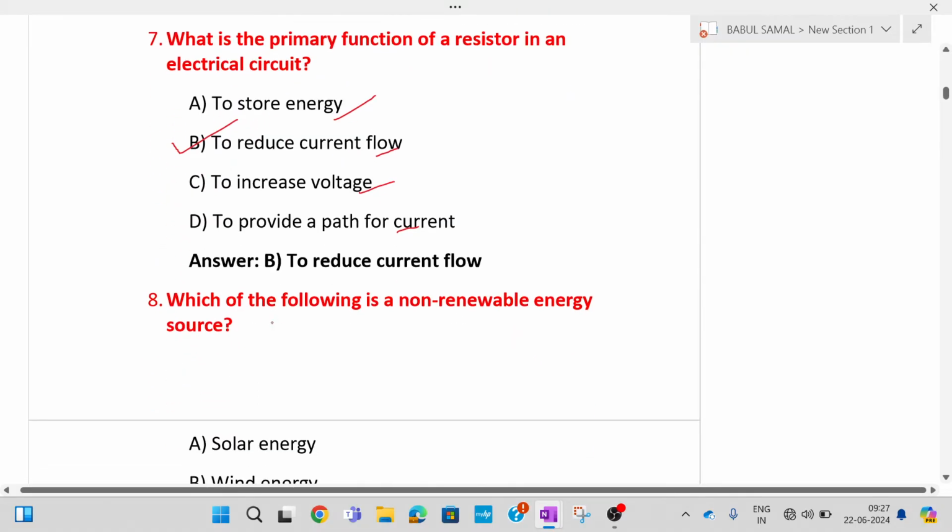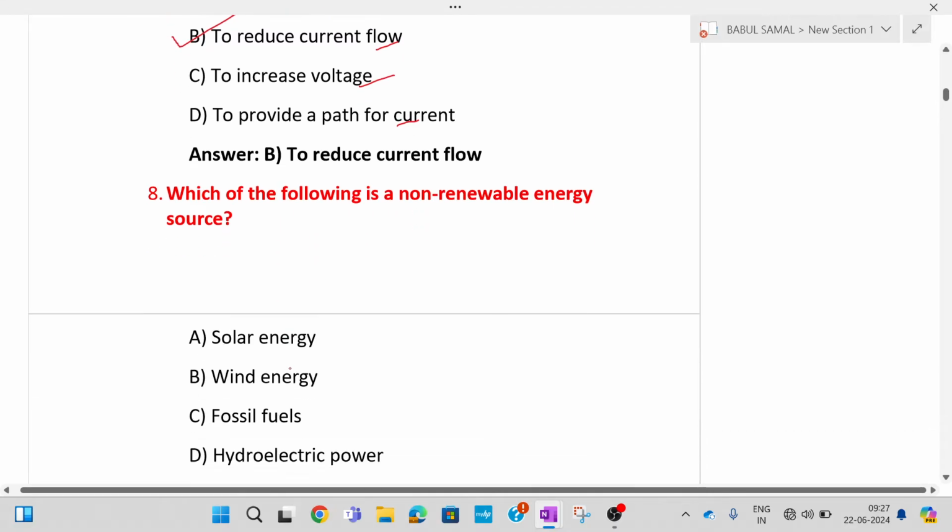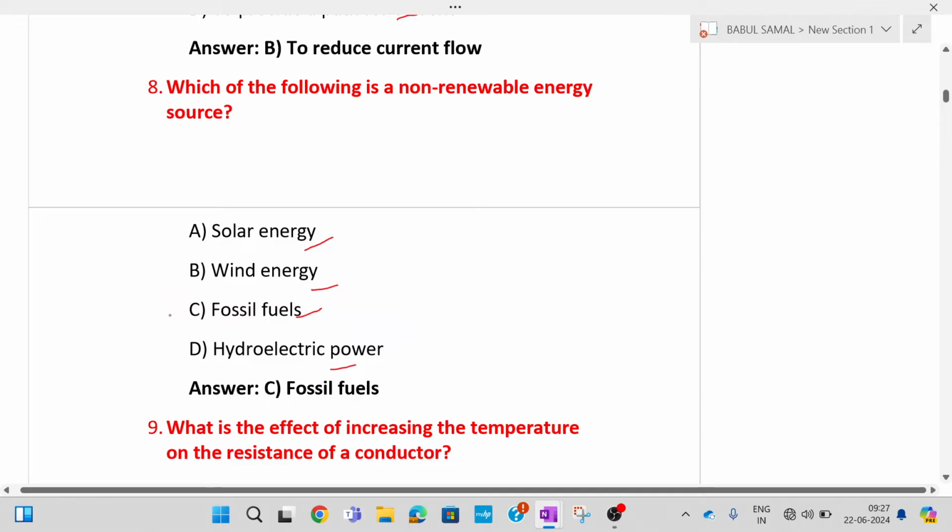Question number 8. Which of the following is a non-renewable energy? Options are solar energy, wind energy, fossil energy, hydroelectric power. So the correct answer for this question is fossil fuel, which is called non-renewable energy. After use, we can't renew it. Once it is used, it cannot be renewed. So the correct answer is option C, fossil fuel.